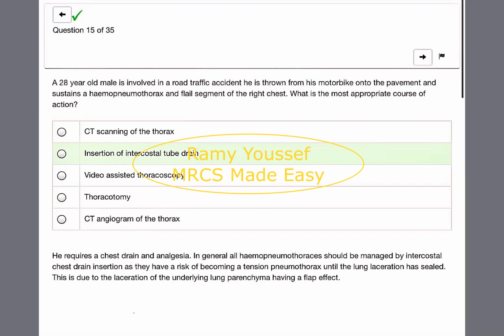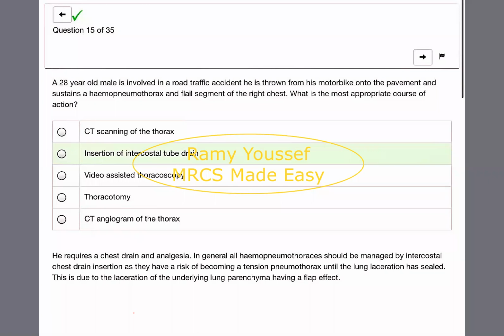I think it's the fifth intercostal space in the mid axillary line, in the new ATLS. Where exactly? Fifth intercostal space in the mid axillary line. Both of them in the fifth intercostal space. Yes, the last update, both of them in the fifth intercostal space, just anterior to the mid axillary line.